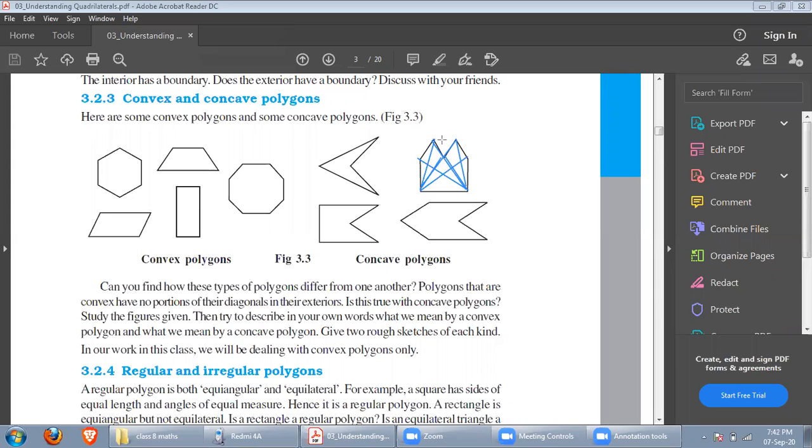Then this diagonal lies outside the polygon, the heptagon. So we can draw many diagonals, just to show you that some diagonals lie outside.